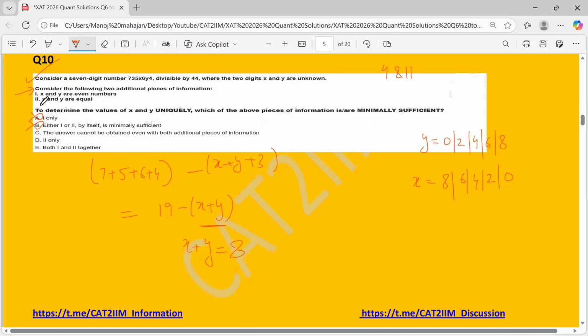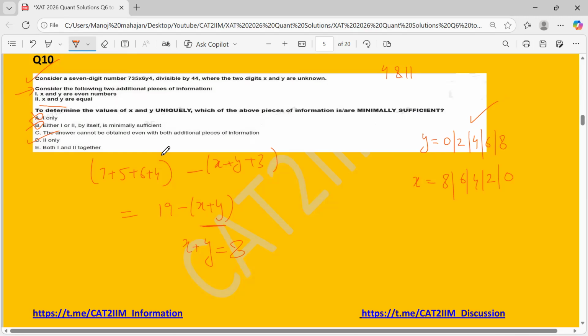So let's first do 2 only. So x and y are equal. So I see only one solution out here. That is y is 4 and x is also 4. So the moment I use 2 only, it is giving me the answer. So I can look forward to mark D option, and the other C and E will definitely not be the answer in that scenario. So the correct answer is D for Delhi.